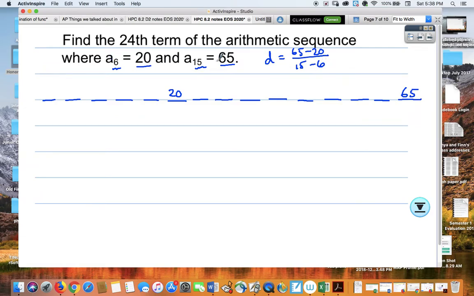Now, if that was confusing, like why did I choose those numbers that way? Remember, this is technically like a point. If I plug in a 6, I get a 20. If I plug in a 15, I get a 65. I'm just using my slope formula, y2 minus y1 over x2 minus x1. That's the fastest way I like to use to find that common difference.